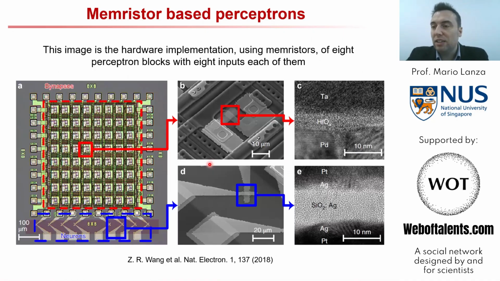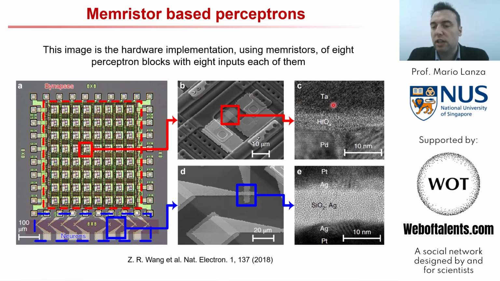In this article, there is one very nice example of one circuit that consists of 8 perceptrons in parallel. Each perceptron is a column. You can see the 8 inputs, and here in each node, there is one transistor with one memristor in series. This memristor needs to show multi-level resistive switching with linear transitions.